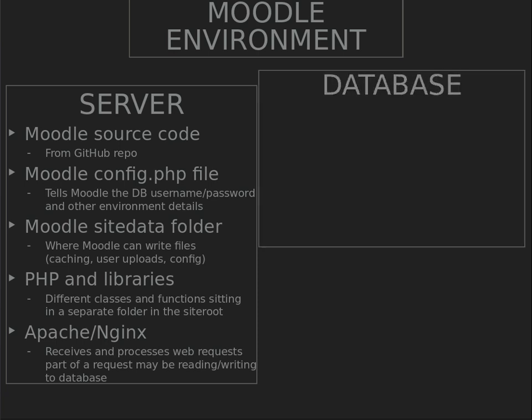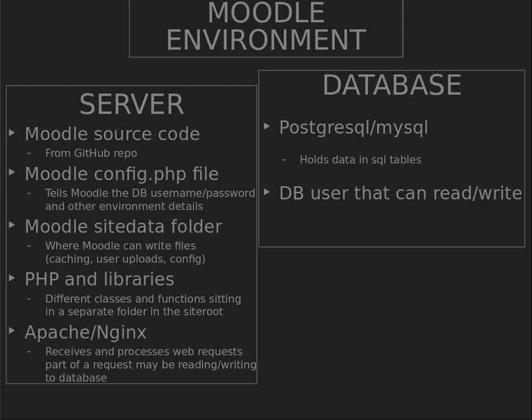On the other side we have the database. So here we set up a MySQL database. You can also use Postgres. And it holds the data in SQL tables. It can be queried. We need a database user that has the right permissions, that can read and write. And this is the same user that we put in the config file. So that's how Moodle can get access and talk to the database.